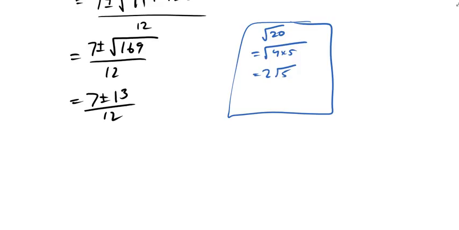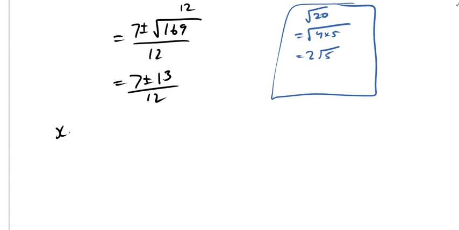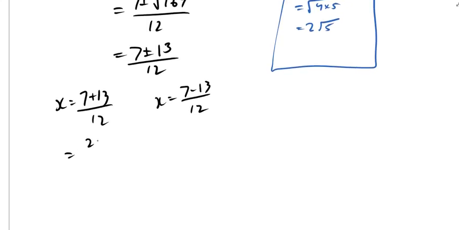Is that good? That means x equals, so that's your exact answer, not really fully reduced, but that's as far as we can go till we split it up into 2 parts. So 7 plus 13 is 20 over 12. Divide the top and bottom by 4, and I get 5 over 3. And this is negative 6 over 12, which is negative a half.